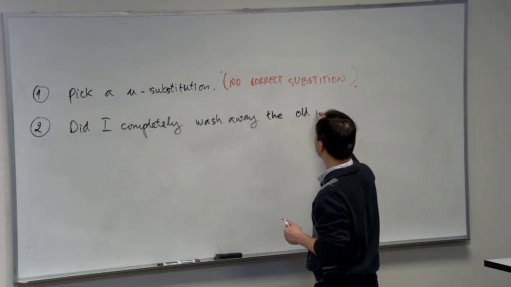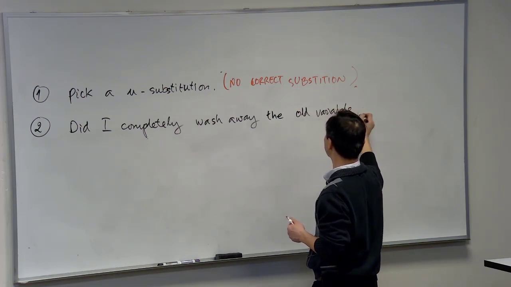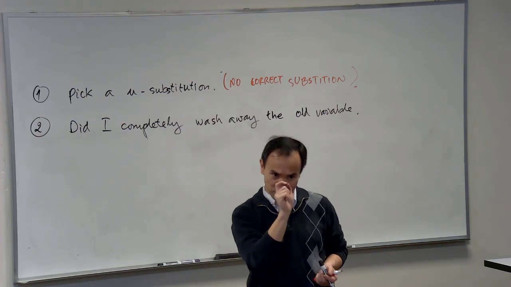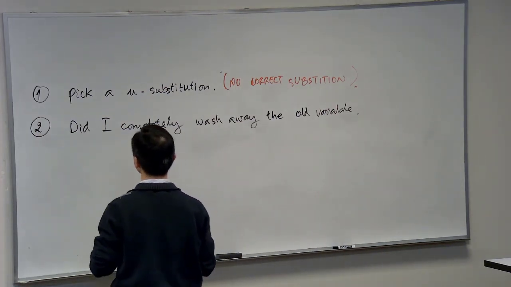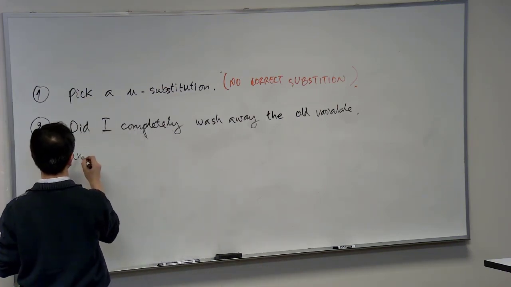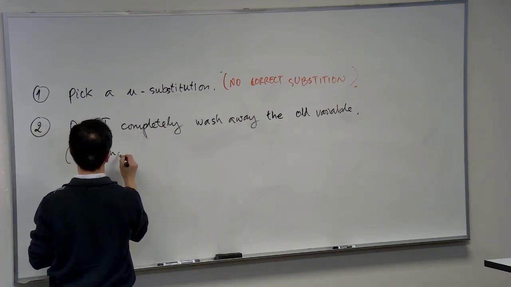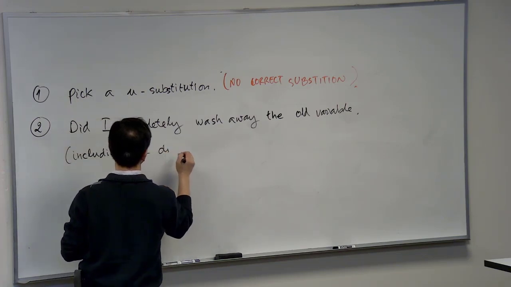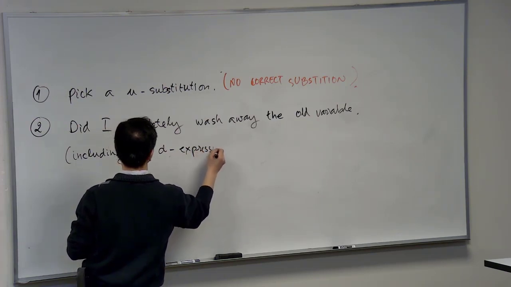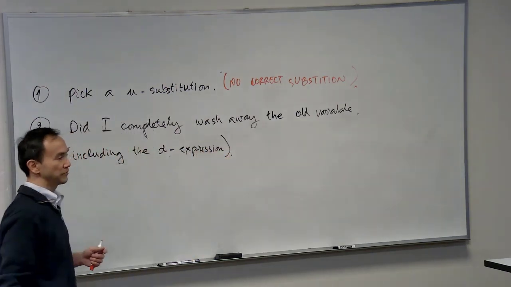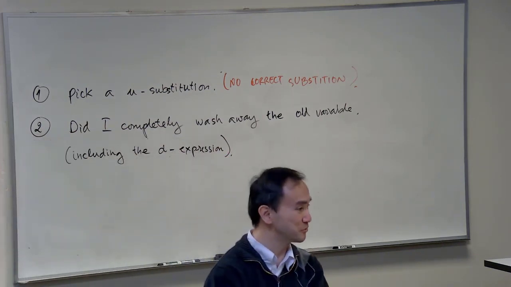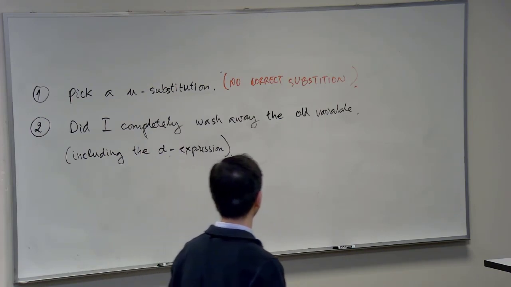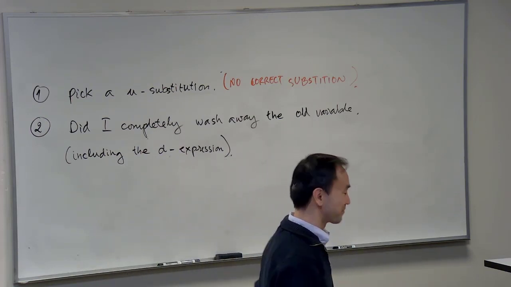the old variable? If you're starting out with x, the old variable is the x variable. I'm talking about including the dx, the d expression. So if the old variable is the x, I'm talking about the dx. dx needs to be somehow in terms of du. That's what I meant by completely wash away the old variable. So check for yourself that.